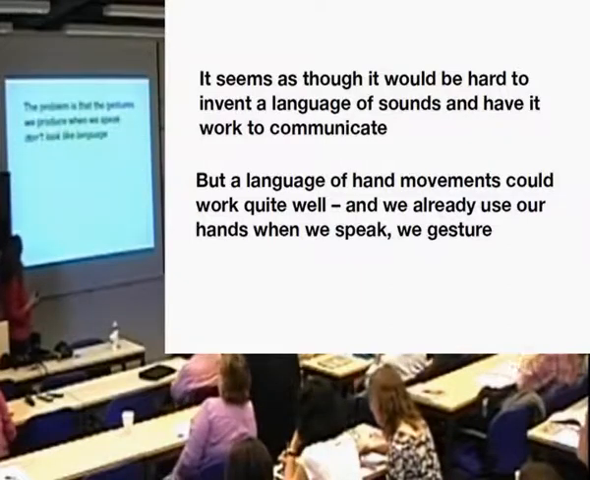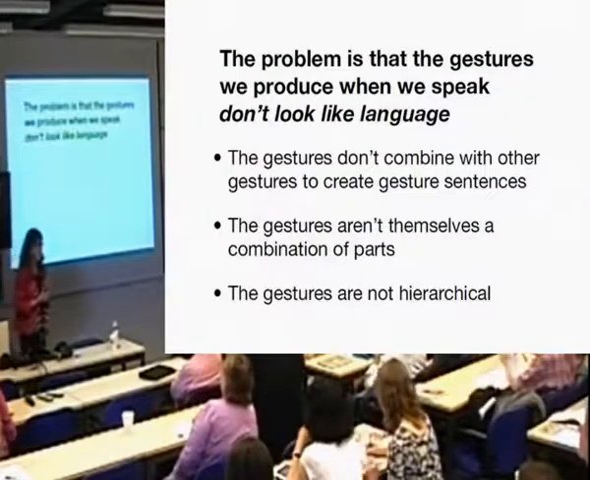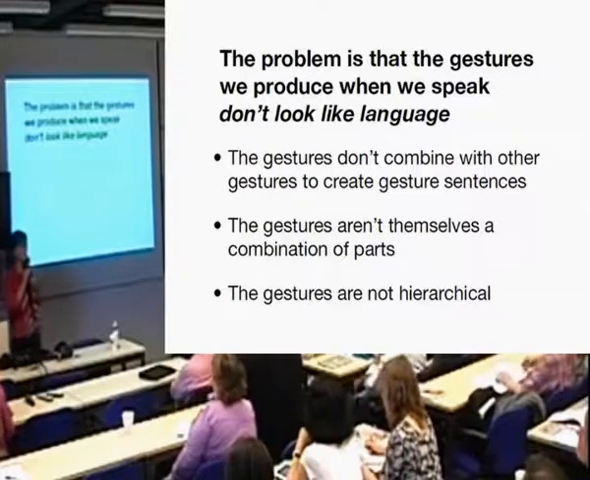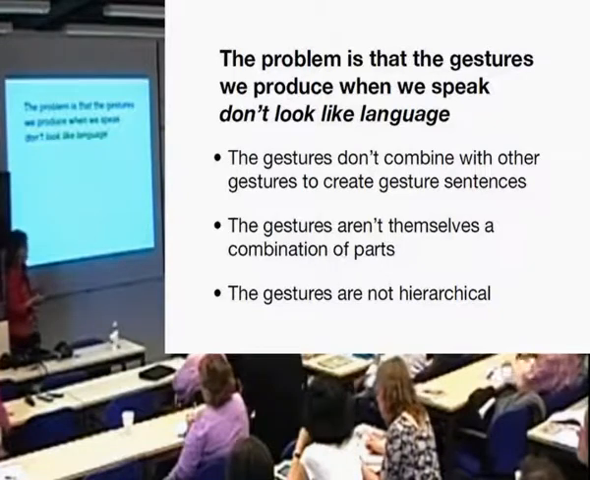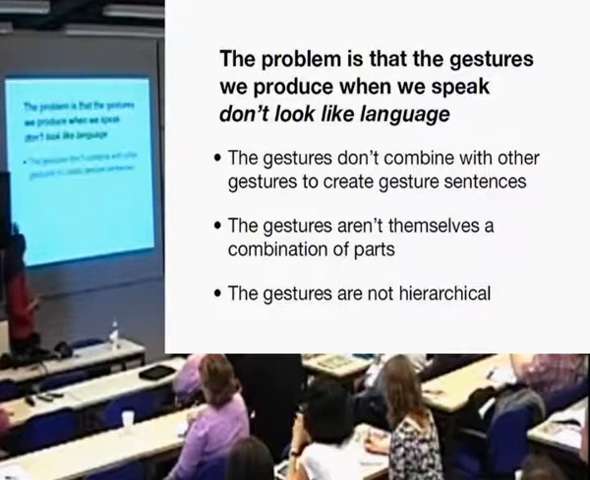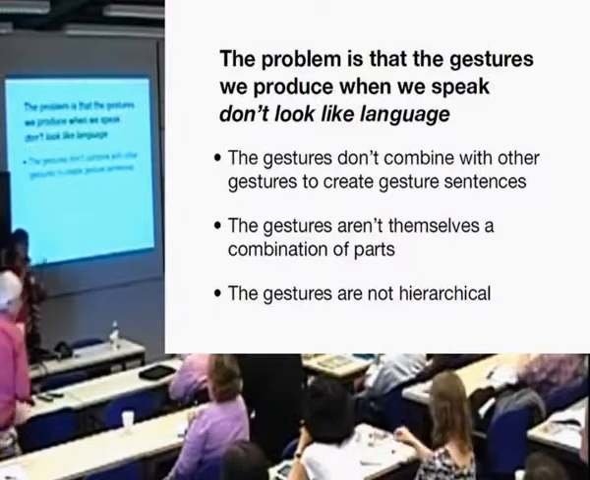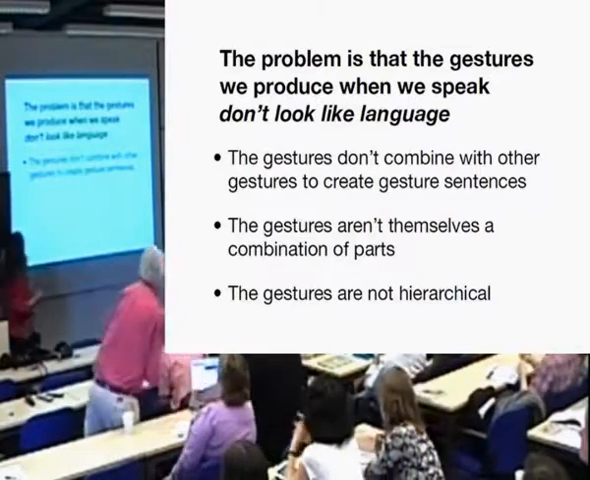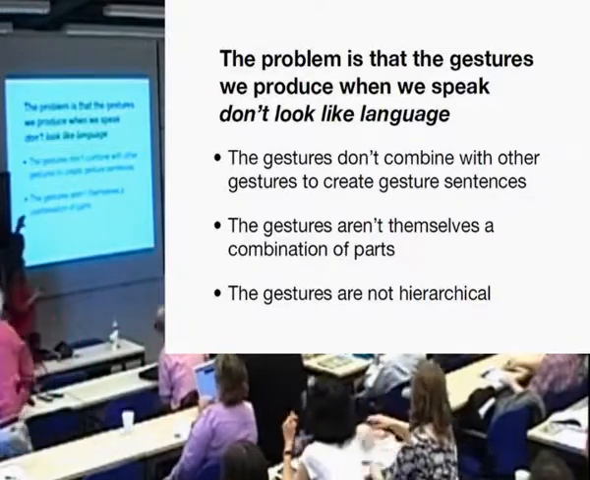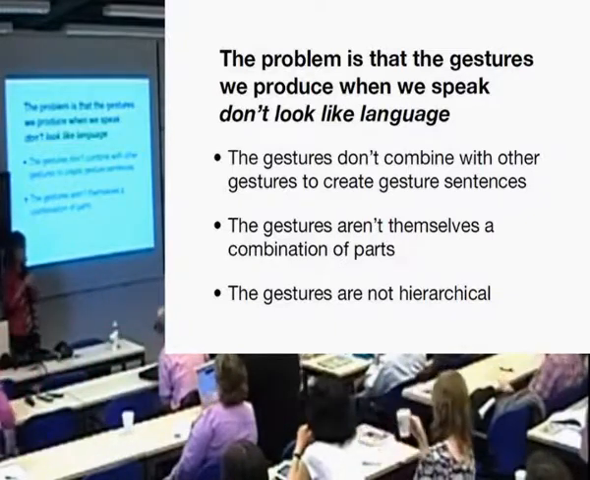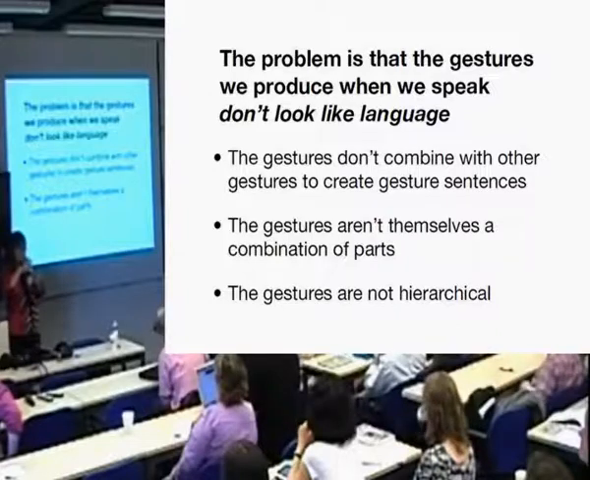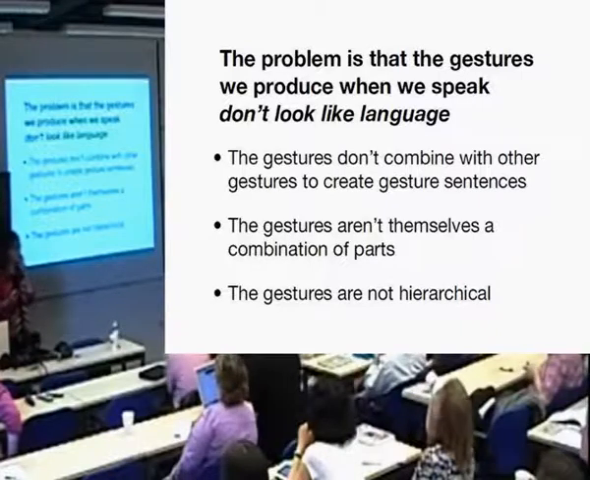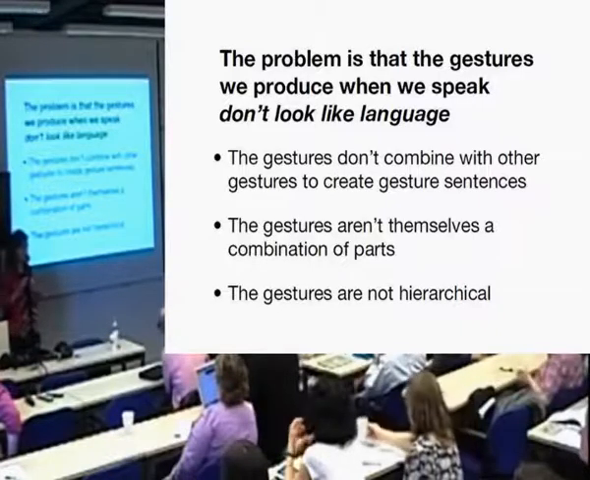The problem with that, though, is that the gestures we produce when we talk spontaneously actually don't look like language. They don't look like language in a bunch of ways, but I want to focus on a couple of ways. One is that they don't combine with other gestures to create gesture sentences. Moreover, the gestures themselves aren't a combination of parts, and they don't really look like a morphology, building up parts into a gesture. And finally, they aren't hierarchical. They don't really look like a hierarchical structure in any way at all.